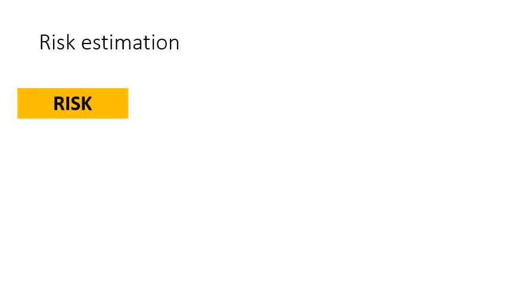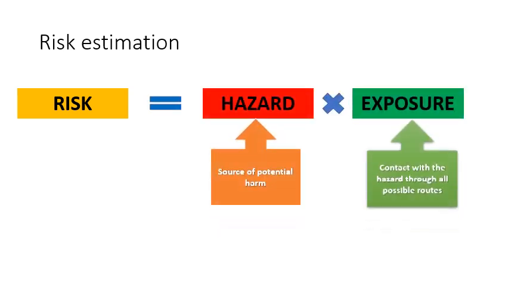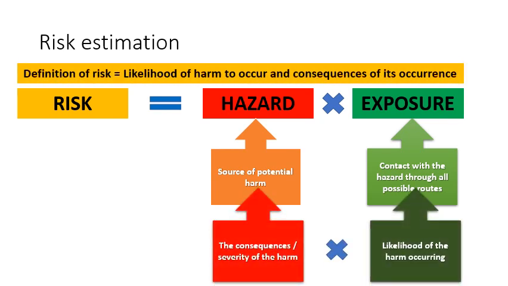Now, how do we estimate a risk? Risk is equivalent to hazard times exposure. Based on the previous definition of hazard and exposure, we can define risk as the likelihood of harm to occur and the consequences of its occurrence. Risk can be presented in a variety of ways to communicate the results of analysis in order to make decisions on risk control.